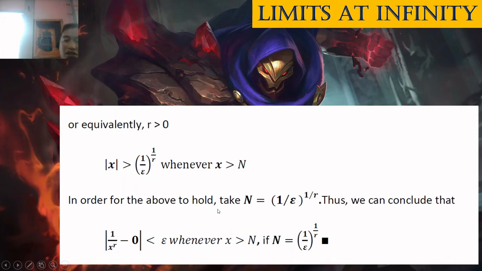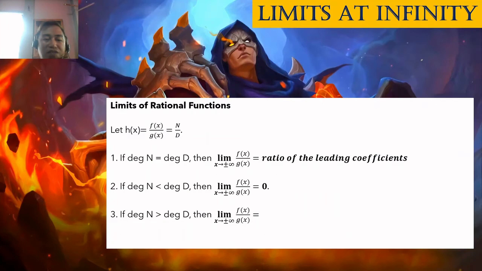So in order for the above to hold, we take N, since whenever x is greater than N, we set N equal to this. It is always positive, right? The absolute value of x is always positive. Thus we can conclude that 1 over x to the power of r minus 0 is less than epsilon whenever x is greater than N, if N is equal to 1 over epsilon to the power of 1 over r. Therefore, the limit of 1 over x to the r is equal to 0 as x approaches positive infinity. Okay, so we have proved this part.